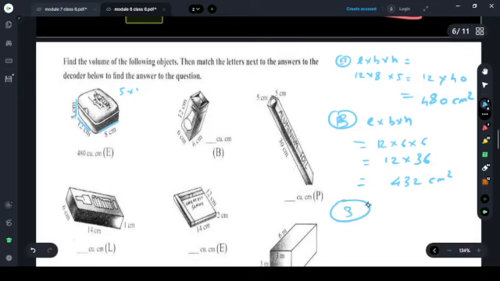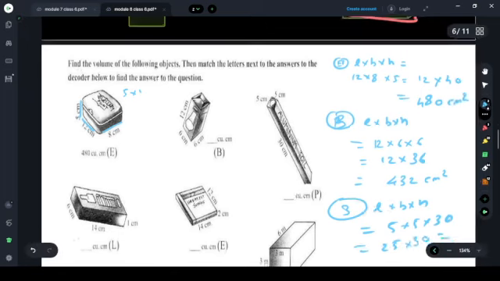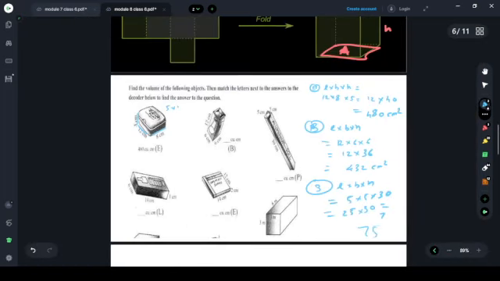You have to find L into B into H equals 5 into 5 into 30. So 5 into 5, what is the square of 5? 25 into 30. Solve this. This will be near about 750 centimeters square. Okay, you have to find the remaining.